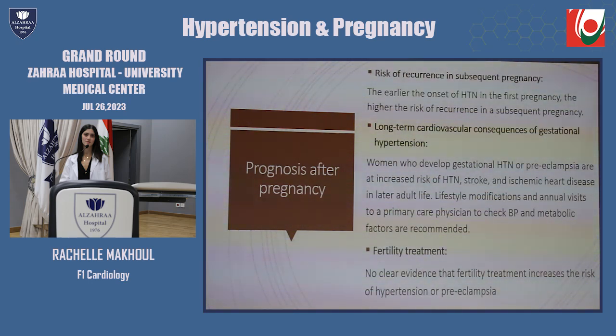There is a risk of recurrence in subsequent pregnancy, and the earlier the onset of hypertension in the first pregnancy, the higher the risk of recurrence in a subsequent pregnancy. And all women who develop hypertension during pregnancy are at higher risk of hypertension, stroke, or ischemic heart diseases in later adulthood. So lifestyle modification and annual visits are needed.